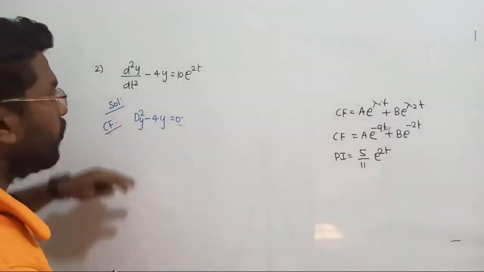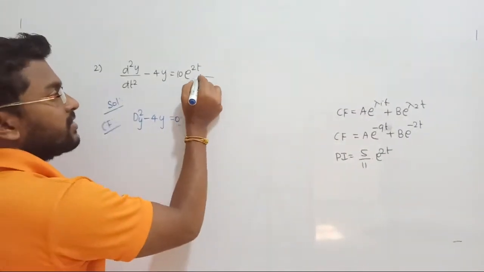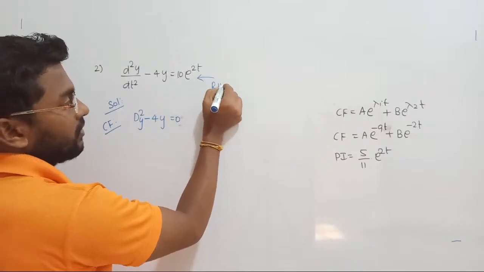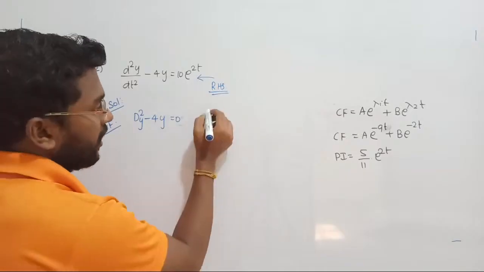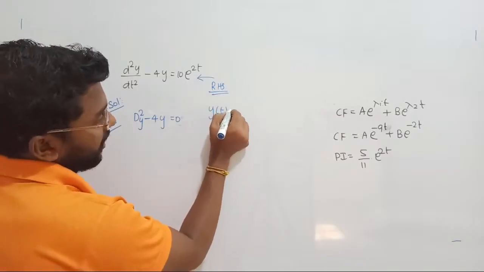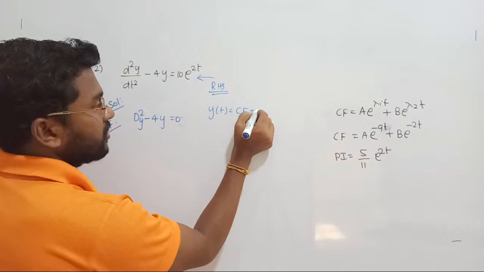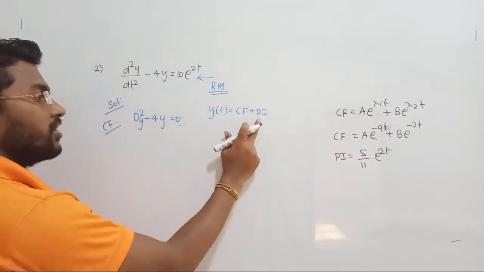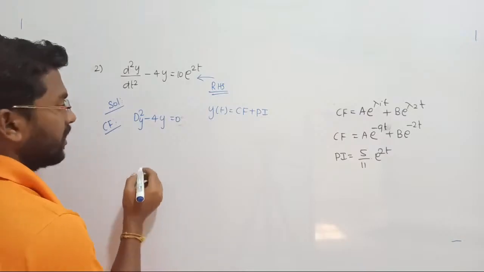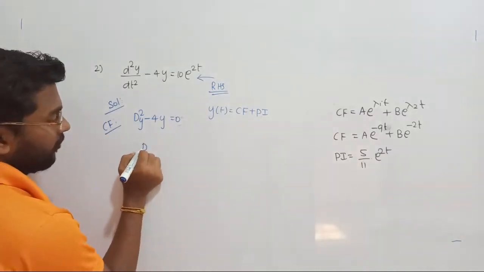Guys, listen. For this given function, on the RHS side we also have non-zero values. It means particular integration also will exist. For the given function, the total solution can be written as complementary function plus particular integration. Now we have to find the value of complementary function plus particular integration. Let's try and find the complementary function first.